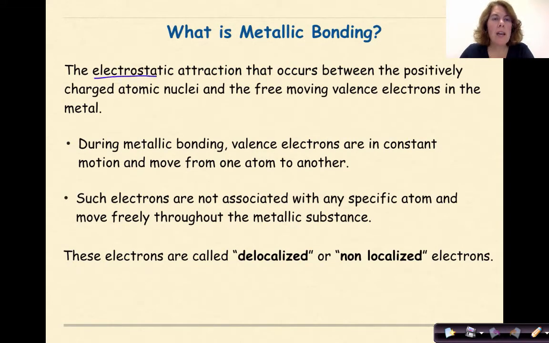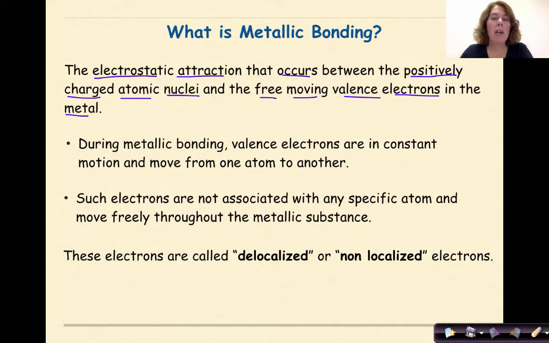The electrostatic attraction that occurs between the positively charged atomic nuclei and the free-moving valence electrons in the metal. So, translation, you have a nucleus, it's positive, and you have electrons that surround that nucleus. It's this force of attraction and how the electrons behave within a metal that makes it unique.